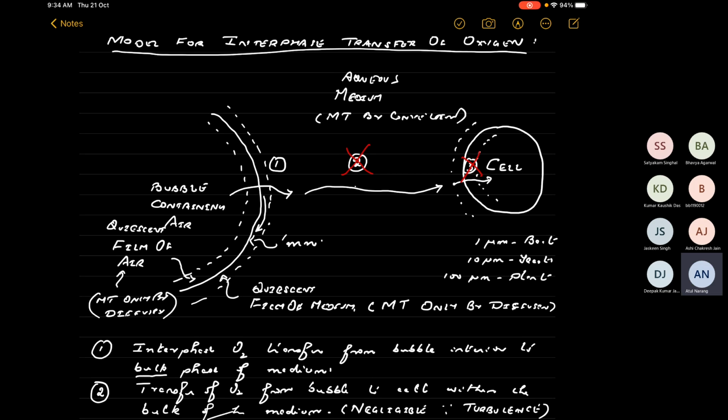And as I mentioned in my last lecture, what is labeled 2 is generally not a rate limiting step because we typically maintain turbulent flow. There's a rapid movement of oxygen due to turbulent flow. Little packets of liquid called eddies are thrown around that make the process quite fast.